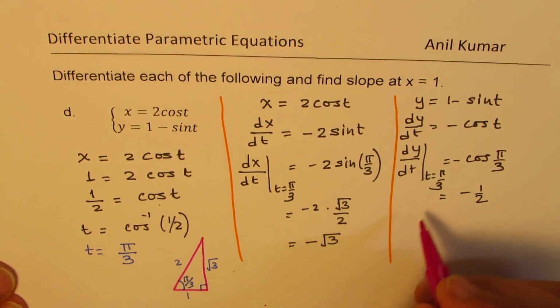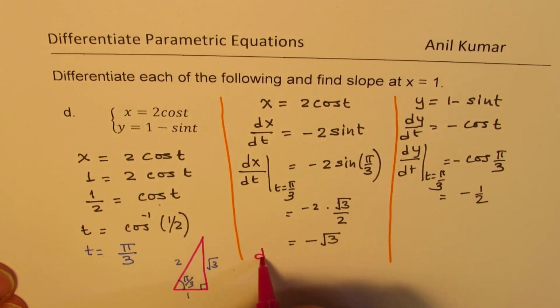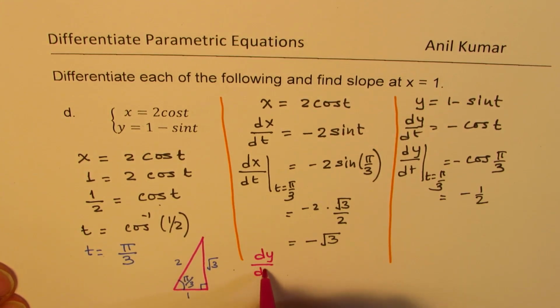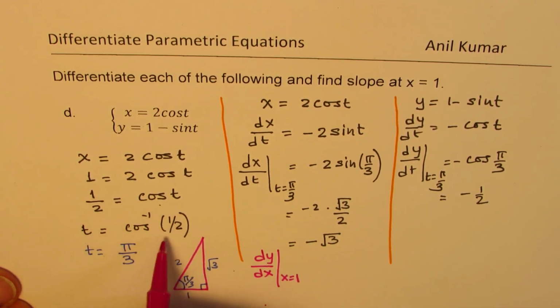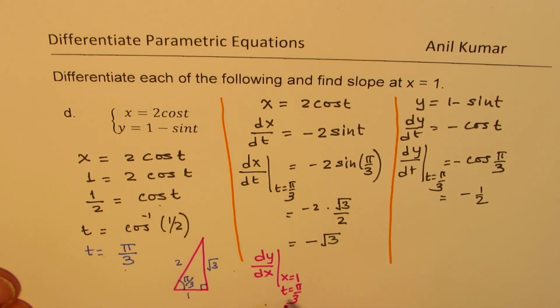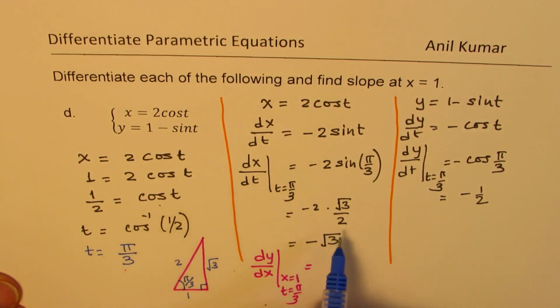Now let's write down our answer. We need to find what is dy/dx when x equals 1, and we know x is 1 when t is pi by 3. Is that clear to you? Correct? So we have these two values right there.